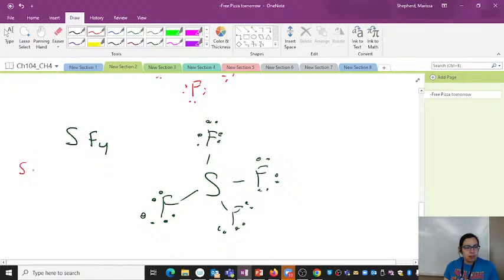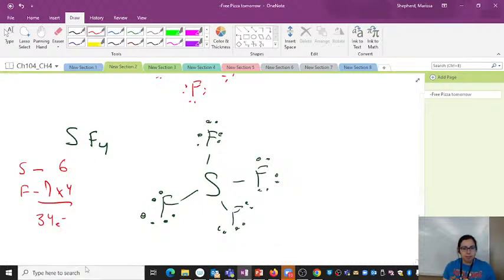So how many does sulfur contribute? How many valence electrons? 6. And how many valence electrons does fluorine have? 7 times 4 is 28, plus 6, so that's 34 electrons. So I'll do some quick math here. Each one of these fluorines has 8 with them, so 8 times 4 is 32. And so we're missing 2.